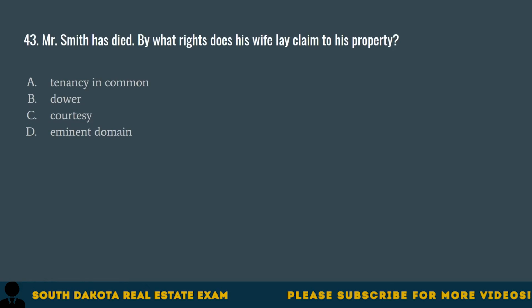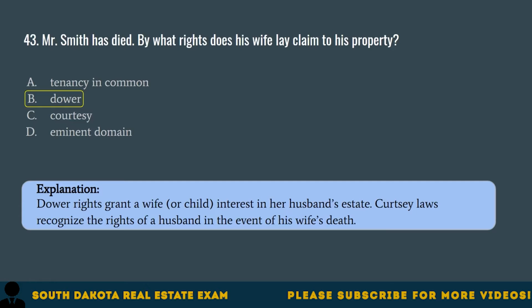Question 43. Mr. Smith has died. By what rights does his wife lay claim to his property? A. Tenancy in common, B. Dower, C. Courtesy, D. Eminent domain. The correct answer is B. Dower. Dower rights grant a wife or child interest in her husband's estate. Courtesy laws recognize the rights of a husband in the event of his wife's death.